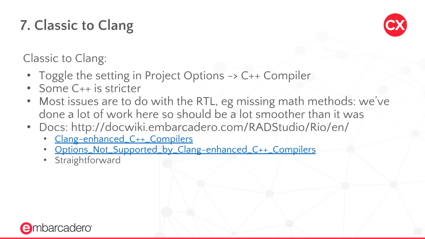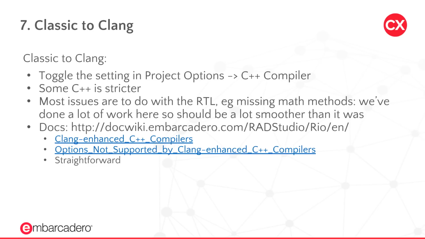There are some subpages, such as the compiler options that aren't supported by the Clang Enhanced compilers, that you should read as well. And if you're approaching this, I'd recommend to read and familiarize yourself with all of that documentation first. Then when you actually go and toggle the setting and you build, and perhaps you'll find something that doesn't compile, you'll be ready for it. You'll already know what to do. And in general, this is straightforward.